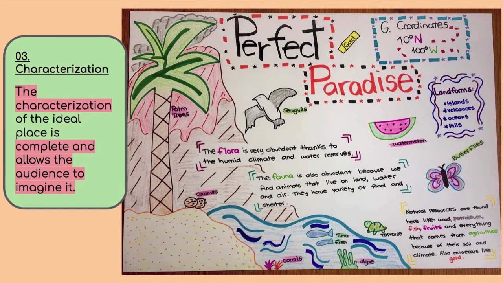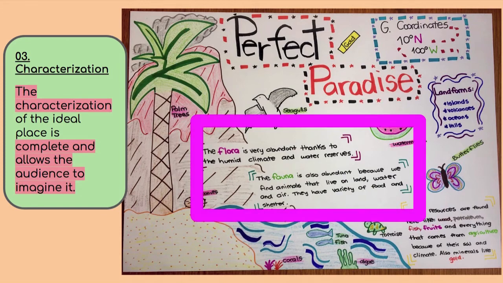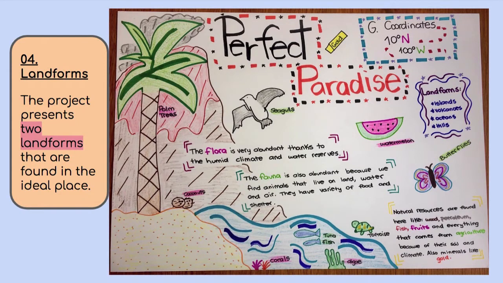In third place, the ideal place needs to have a characterization that is complete and allows the audience to imagine it. Do you see here? I explain why the flora and the fauna are like this in my ideal place. In fourth place, you have to have 2 landforms that can be found. Here in mine, I wrote 4, but you can put as many as you imagine.